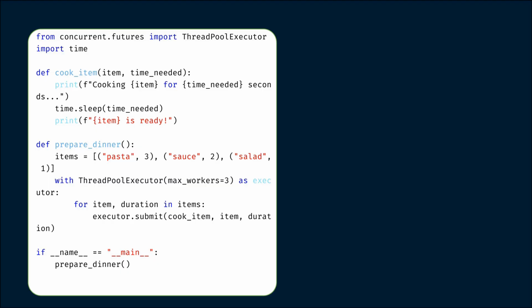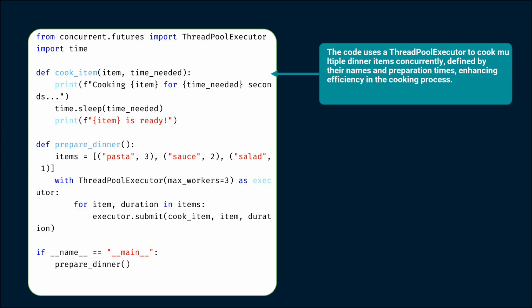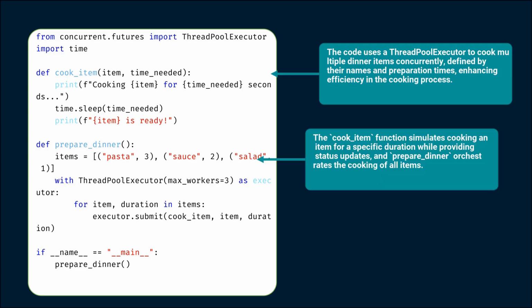Now let's see how we can implement a concurrent approach to cooking multiple items simultaneously using Python's concurrent futures module. In the provided code, we start by defining a function called cookItem, which simulates the cooking process of a dish for a specified amount of time. Inside this function, we print a message indicating that the cooking has started, pause the execution for the given duration using time.sleep, and then print another message when the item is ready.